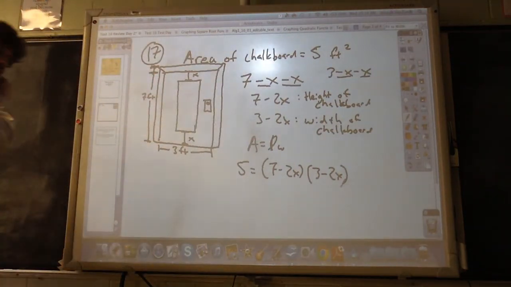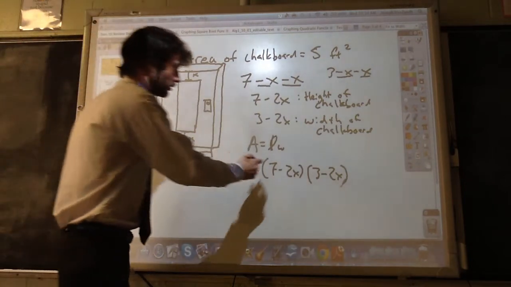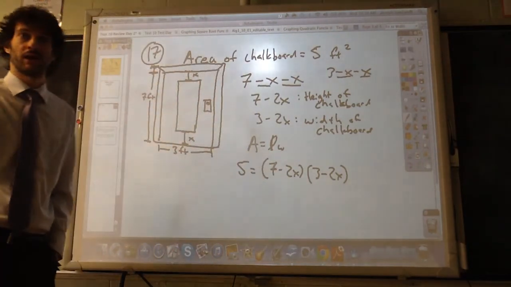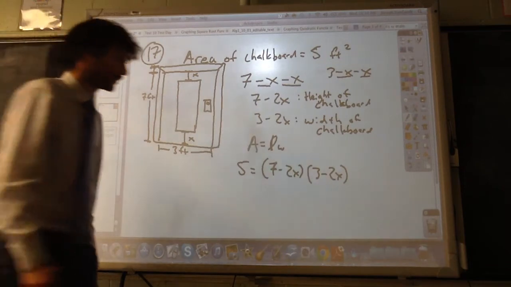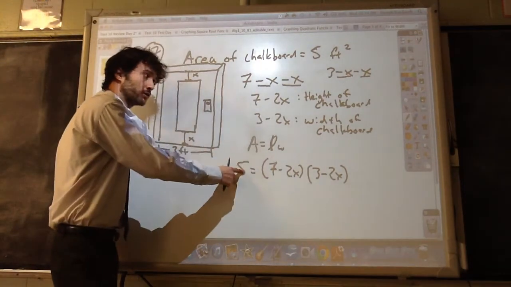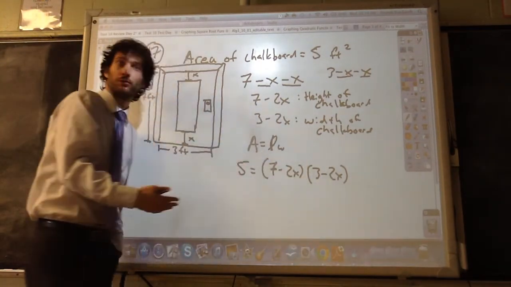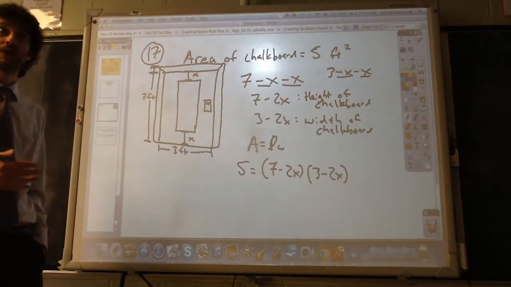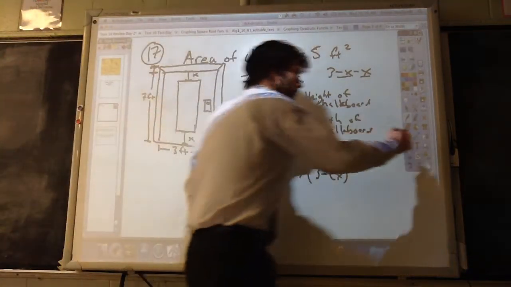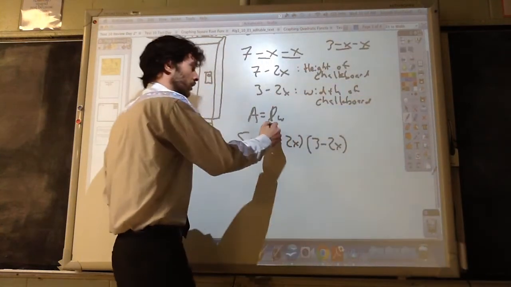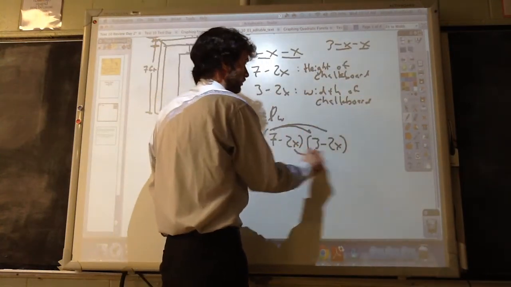So the first thing I would do is I would FOIL. Because we don't have any way to solve the equation for x with it looking like this, right? If the area was 0, then I would be able to. I could set each parentheses equal to 0 and solve, right? Like we were doing using factoring.